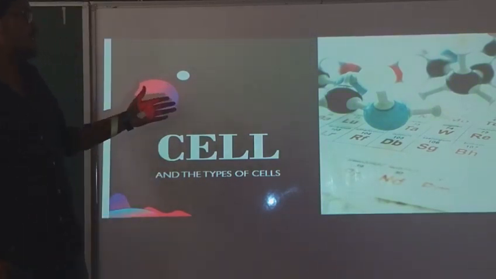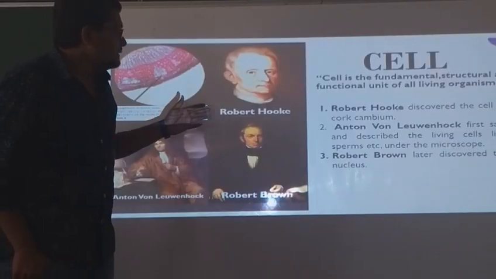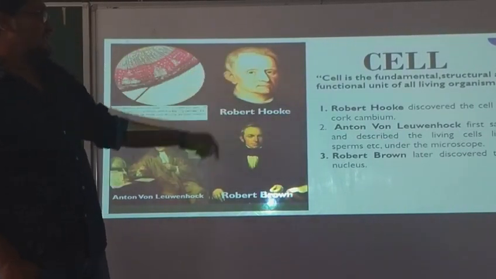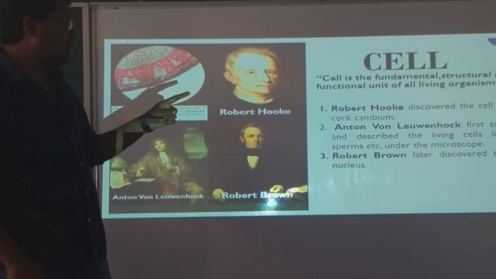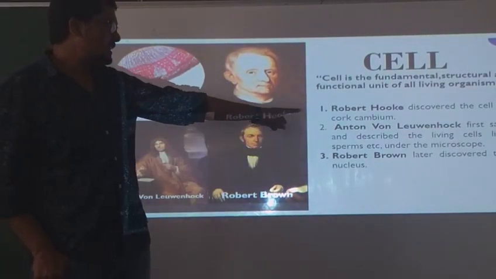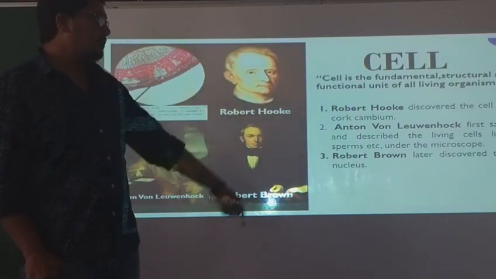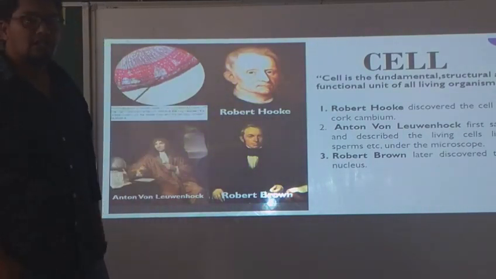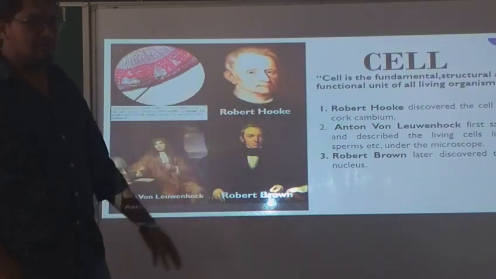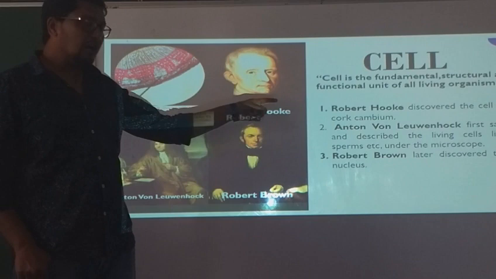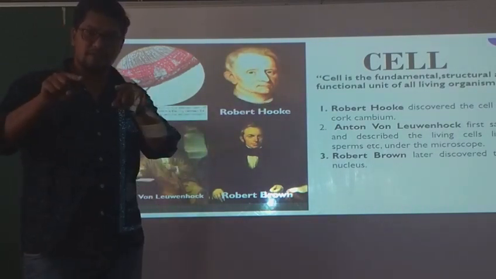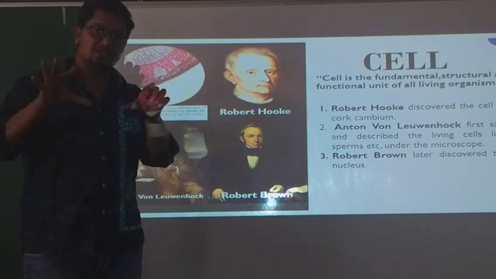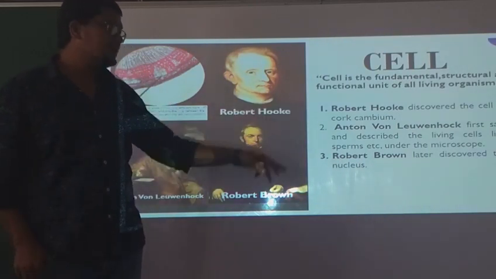So if you see here, cell is the fundamental, structural and functional unit of all living organisms. And who discovered the cell? You can see here, Robert Hooke discovered the cell in cork cambium. Cork cambium is dead plant material. So when he was observing cork cambium under the microscope, he was able to see structures with a boundary. And the structure with a boundary, Robert Hooke called a cell.